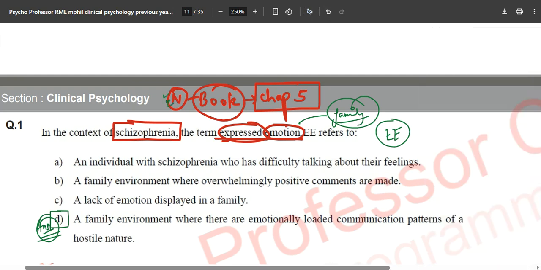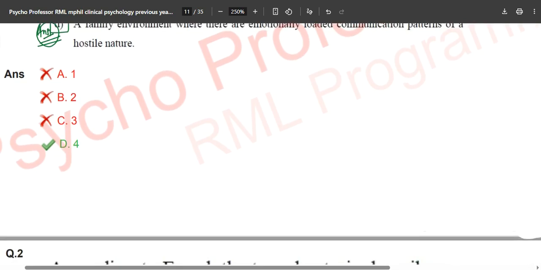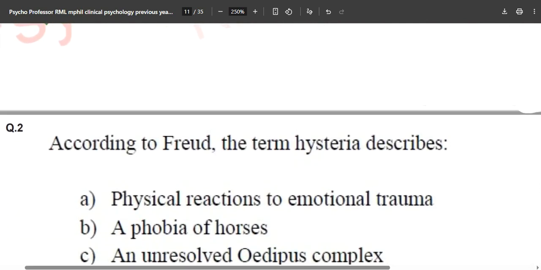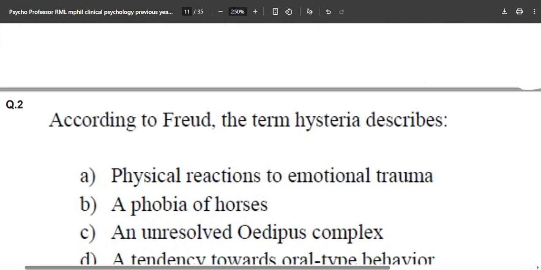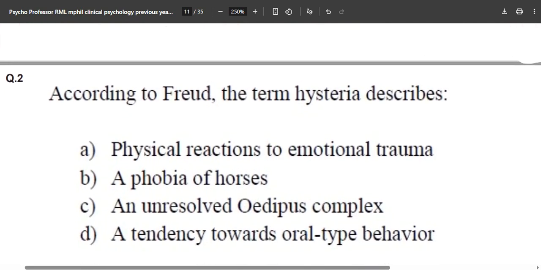All right. Now moving forward to the next question. As you can see, the correct answer is option number 4 over here. According to Freud, the term hysteria, or whatever you want to pronounce as per your comfort, describes. Option A: physical reactions to emotional trauma. Option B: a phobia of horses. Option C: an unresolved Oedipus complex. And option D: a tendency towards oral type behavior.